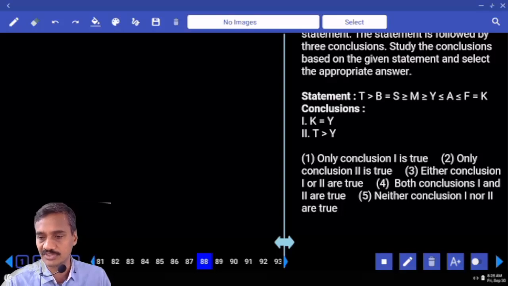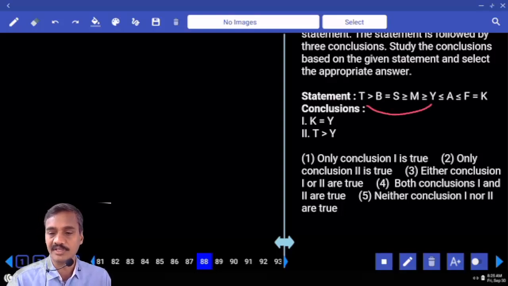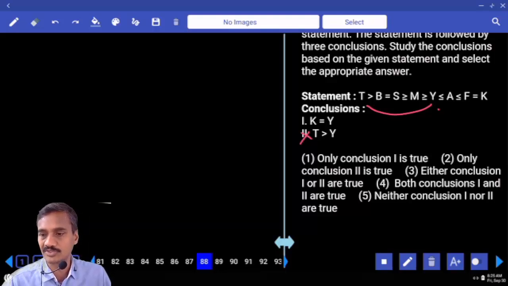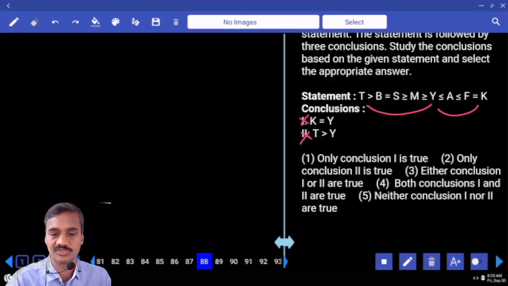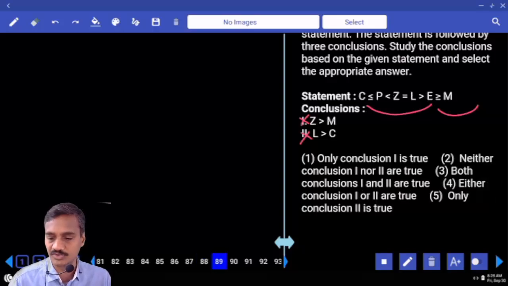Y is here, T is here. T greater than Y is 2. T greater than Y means Y lesser than T. Next one, K and Y. Now Y lesser than or equals to K, K equals to Y, this is also false. Hence neither 1 nor 2, choice 5.